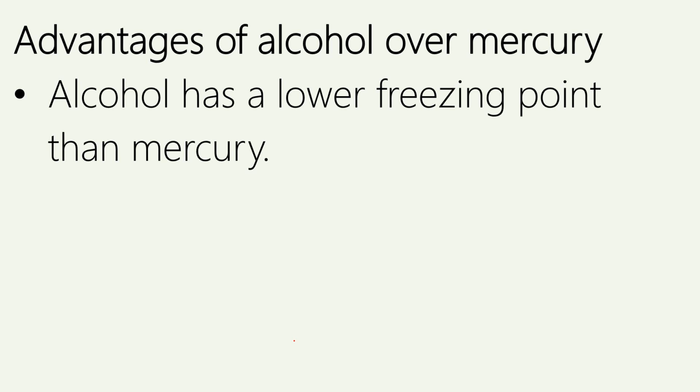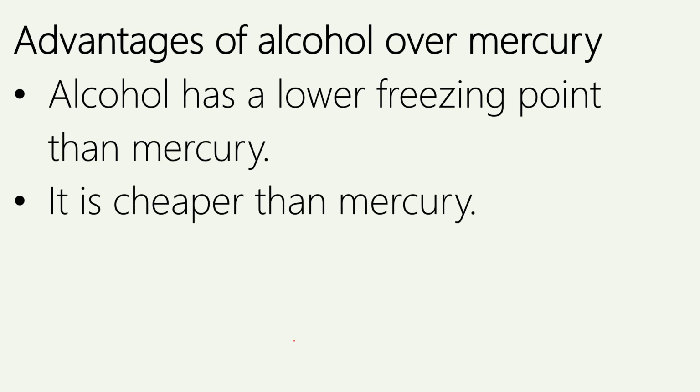So it means that if you want to measure maybe the temperature of a body, if the temperature is around -90 degrees Celsius, you can't use a mercury in glass thermometer, because by that temperature, mercury will already be a solid, but alcohol will still be a liquid. So alcohol has an advantage over mercury in that way.